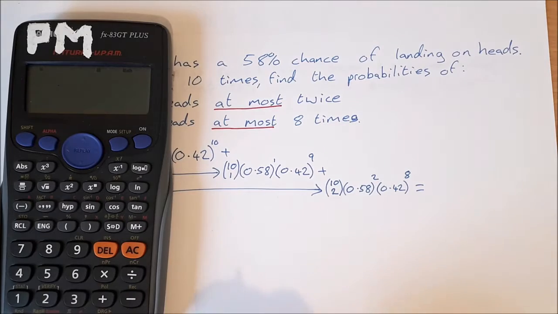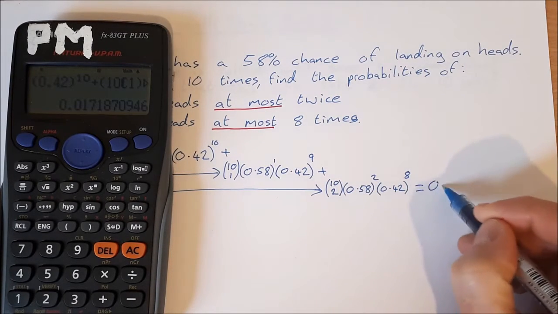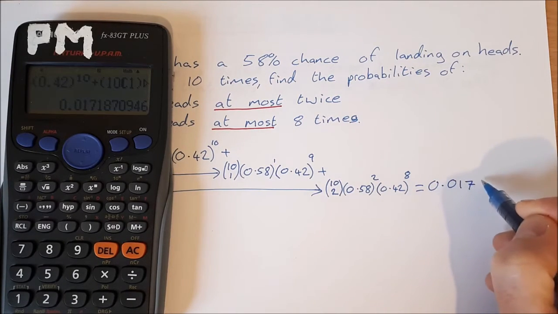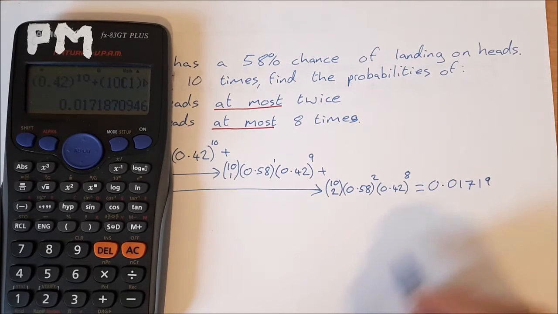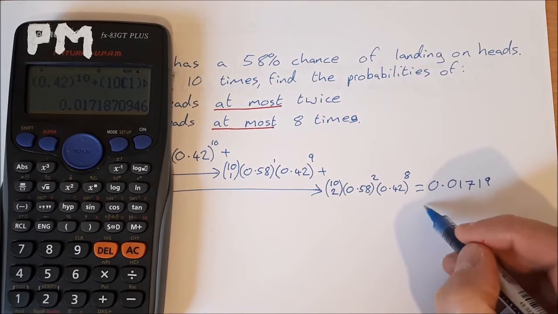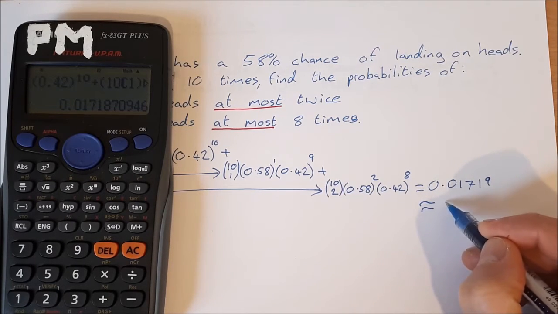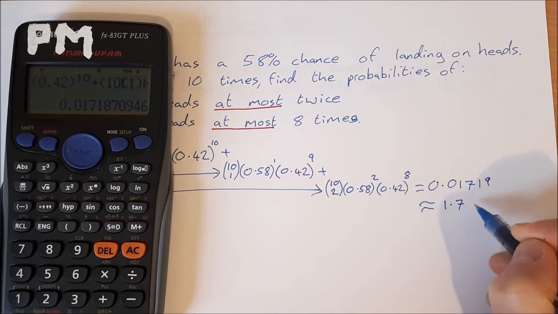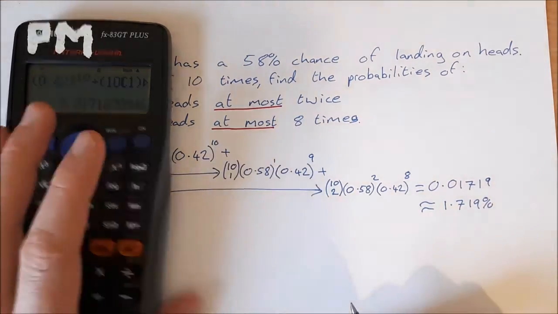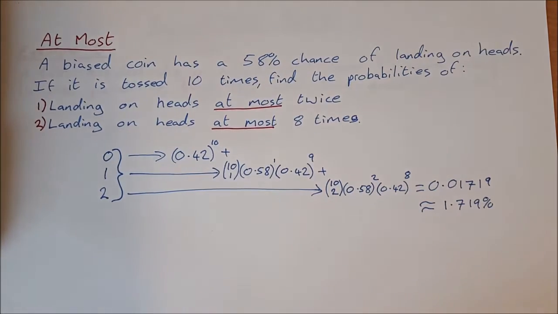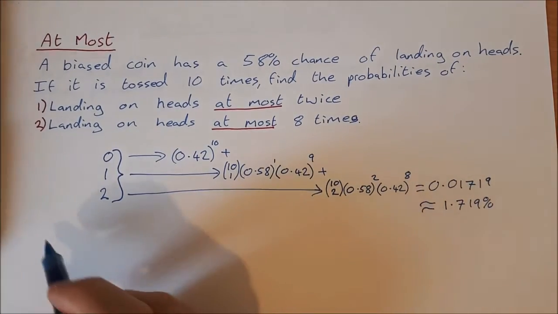So that's equal to 0.01719, rounded there to 5 decimal places. So that's approximately equal to 1.719%. Okay, so flipping the coin 10 times, the probability of getting at most 2 heads is 1.719%.